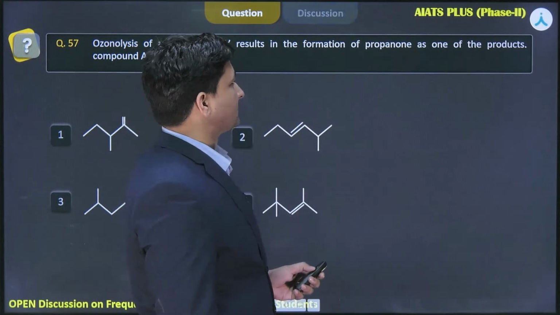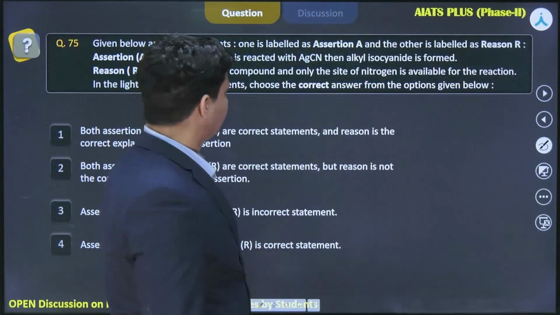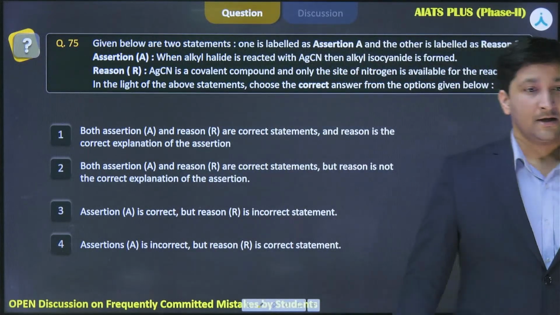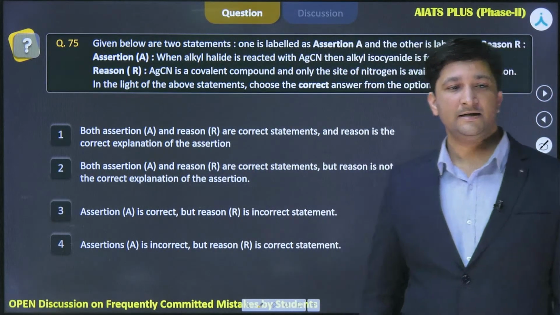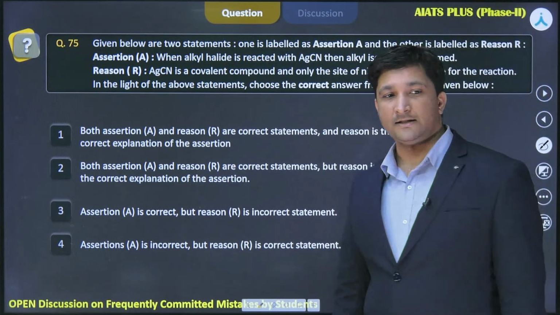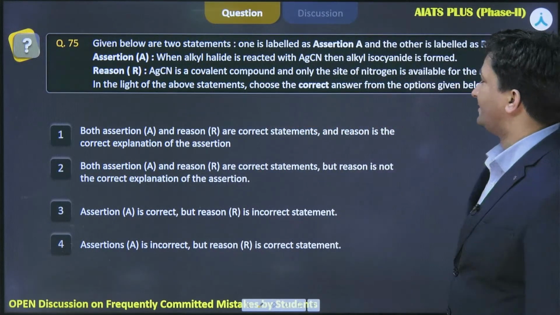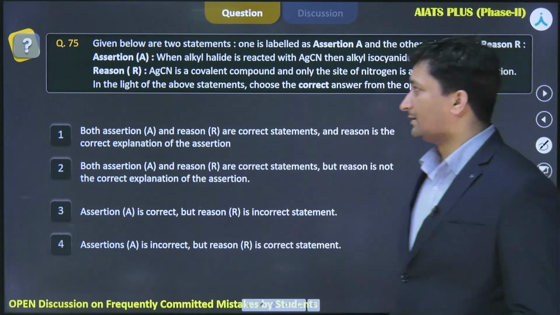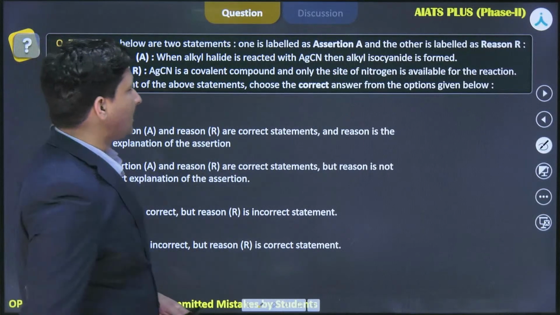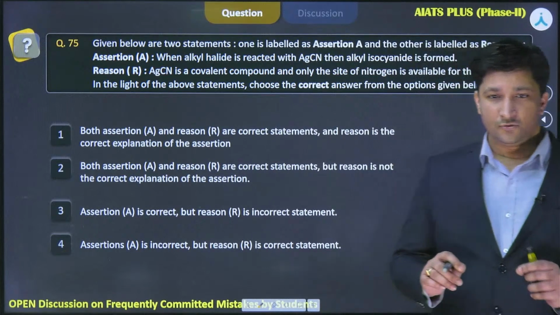Now let's move on to the next question. It is an AR question, so a very interesting one. Given below are two statements. One is labeled as assertion A and the other is labeled as reason R. Assertion A: when alkyl halide is reacted with AgCN, then alkyl isocyanide is formed. And reason R: AgCN is a covalent compound and only the site of nitrogen is available for the reaction.